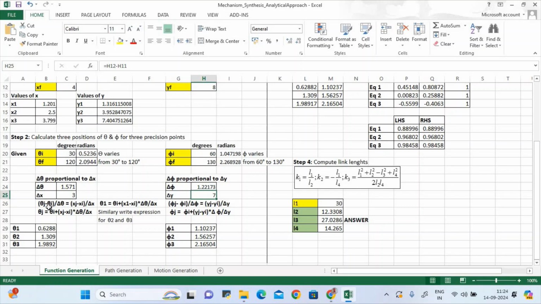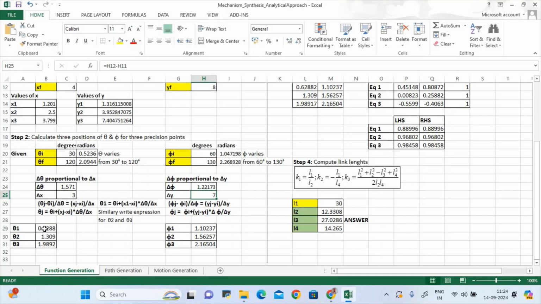Now a similar expression: you can see delta theta is proportional to delta x, so delta phi will be proportional to delta y. The same expression you can write down for the output angle phi as well, right? Now once you have these two expressions, let us simplify them. So theta j is equal to theta I plus xj minus xi multiplied by delta theta by delta x. Similarly, phi j is equal to phi I plus yj minus yi multiplied by delta phi by delta y.